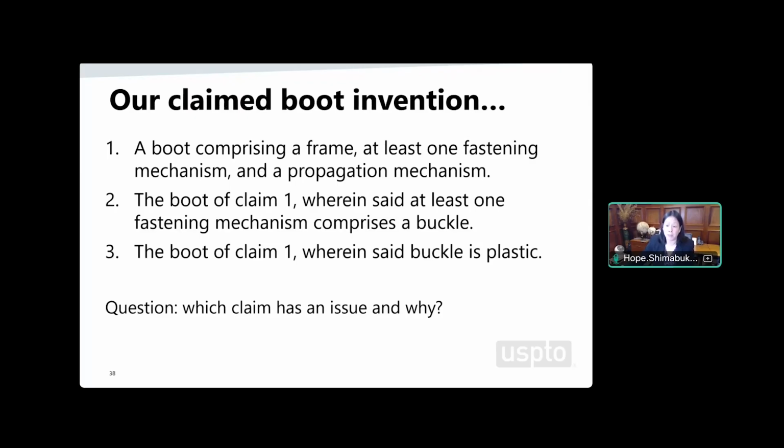So we have independent claim 1 and then dependent claims 2 and 3. Claim 1 reads: a boot comprising a frame, at least one fastening mechanism, and a propagation mechanism. Claim 2 reads: the boot of claim 1, wherein said at least one fastening mechanism comprises a buckle, and claim 3: the boot of claim 1, wherein the said buckle is plastic. So which of these claims is an issue?